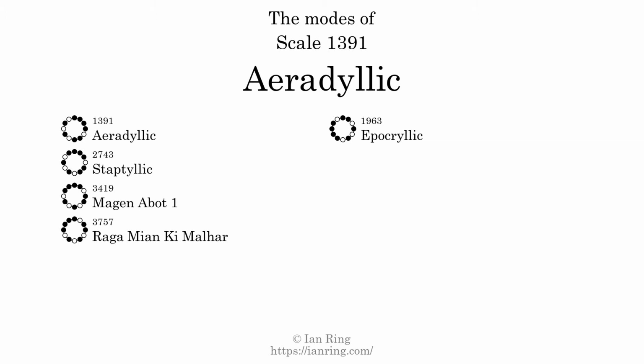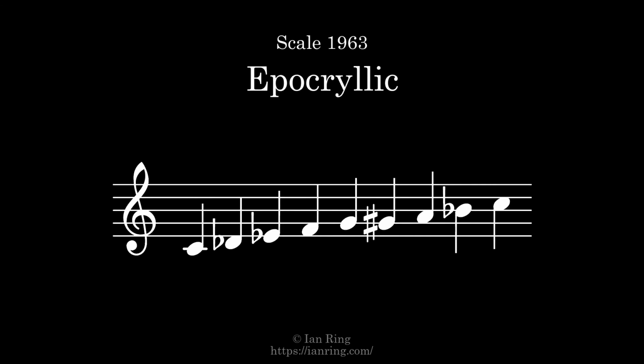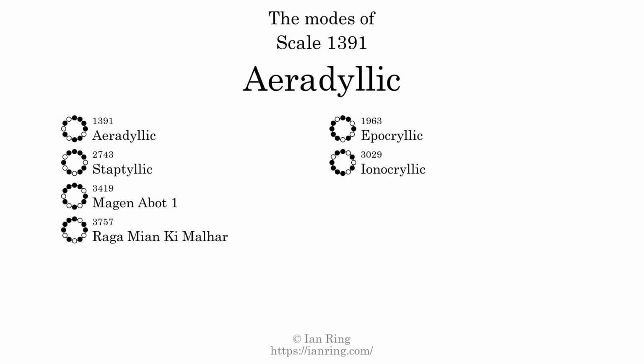The fifth mode is scale 1963, also known as Epicrylic. It sounds like this. The sixth mode is scale 3029, also known as Anacrylic. It sounds like this.